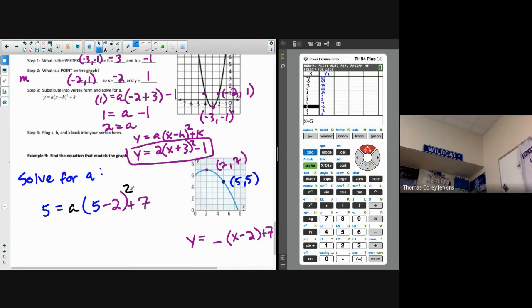All right, so, and actually I forgot it in the first problem too, but it didn't affect us because 1 squared is just 1, right? So I screwed that up too. So I'm glad I did this extra example. So when we start to simplify, we get 5 equals, 5 minus 2 is 3. So you have 3 squared. 3 squared times a plus 7.